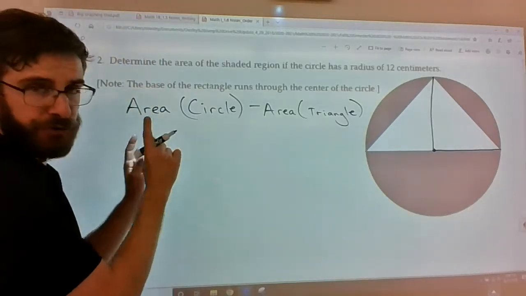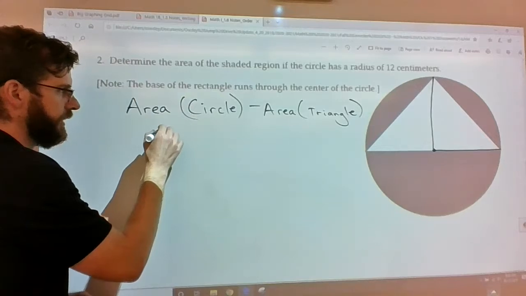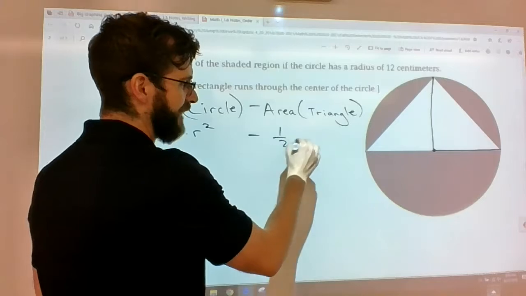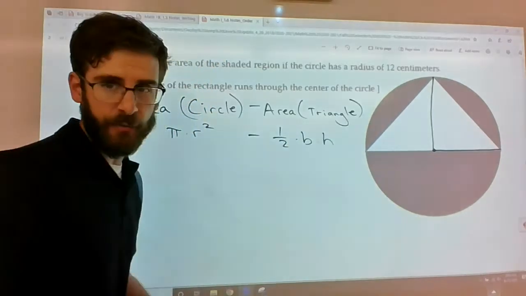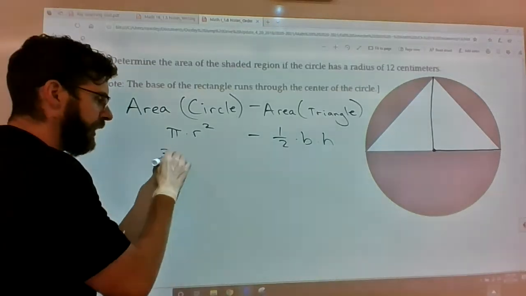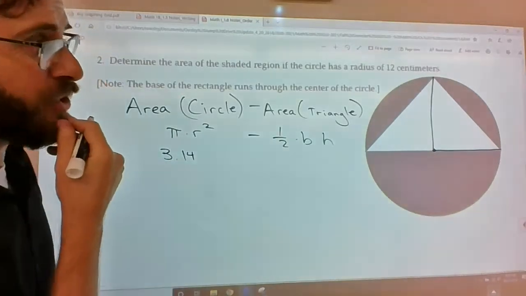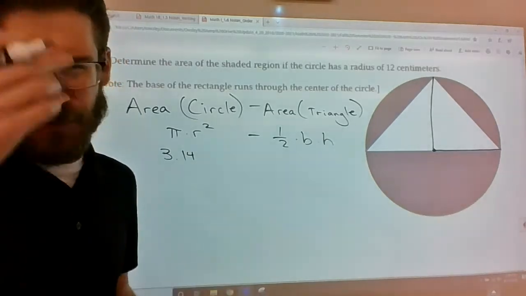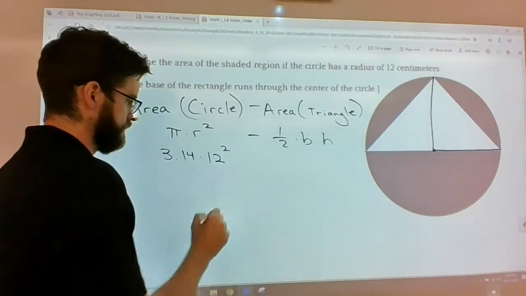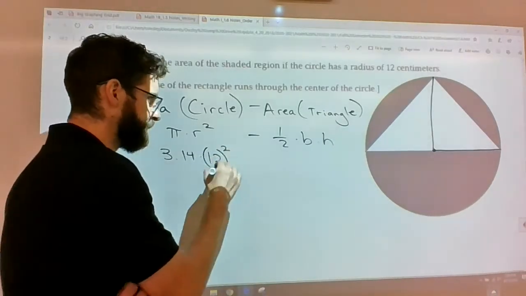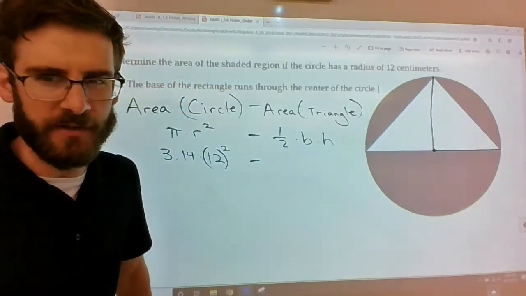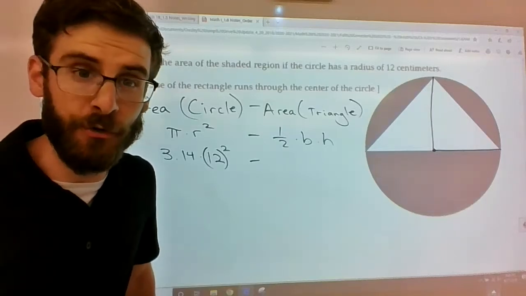The area of a circle, if you scroll up to our formula sheet, will be pi times r squared. The area of the triangle will be 1/2 times base times height. Pi, we're going to use 3.14. We know that the radius is 12 centimeters, so we don't have to mess with the diameter and cutting in half. Just plug in the 12 right away. And then the base. See, the base of the triangle isn't given to us.